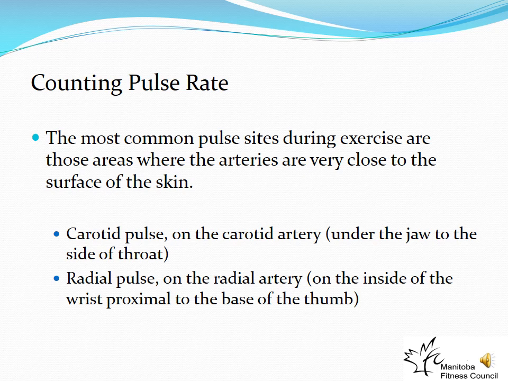The carotid pulse is on your carotid artery. The carotid artery is an artery in the neck, under the jaw to the side of the throat. How I recommend you find this: take two fingers, your pointer and middle finger, put them at the outside corner of your eye, and then drag your fingers straight down until they go over your jawline, and you end up nestled below the jaw in that little hollow. You'll easily find your carotid pulse there.